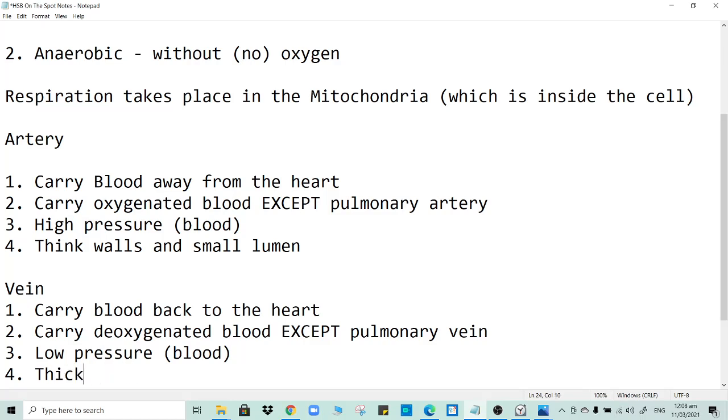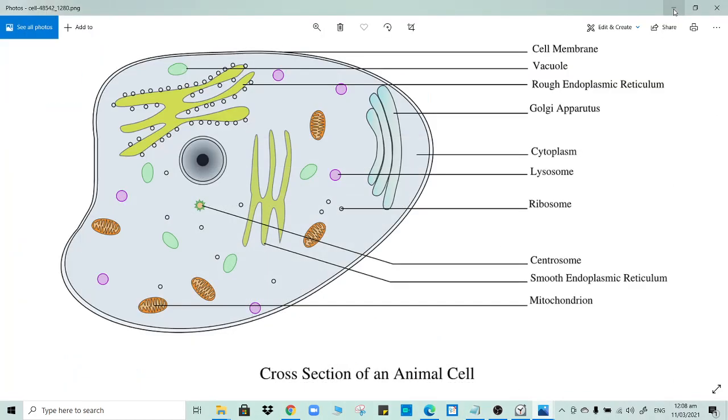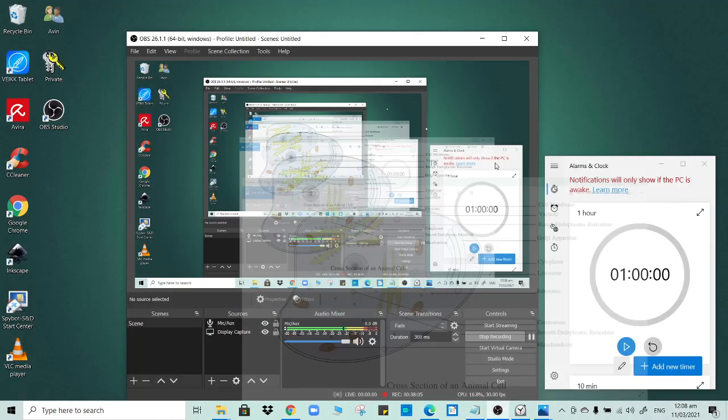No, sorry, thin walls. Hear me, it's late in the night. Thin walls and a large lumen. So that's some standard questions they love to ask you in the exam, right? Differences between a vein and an artery.